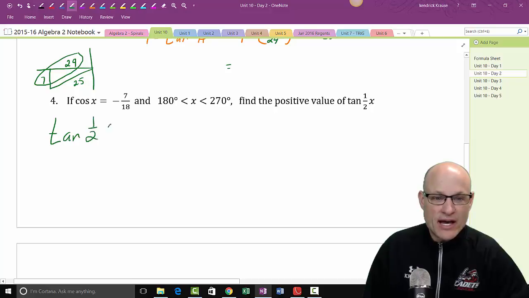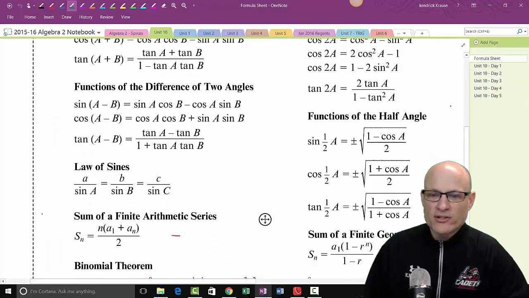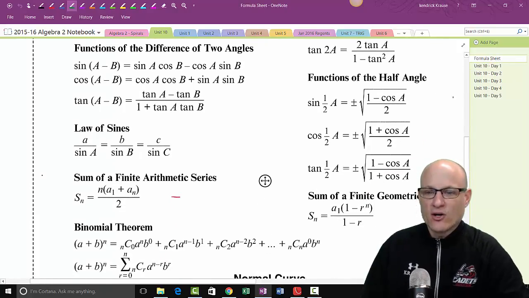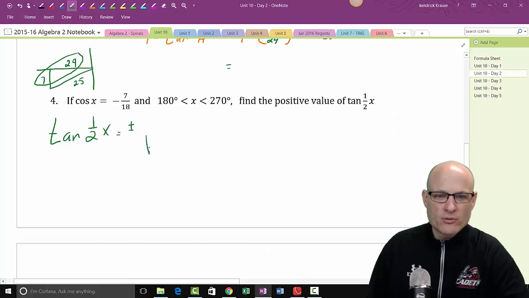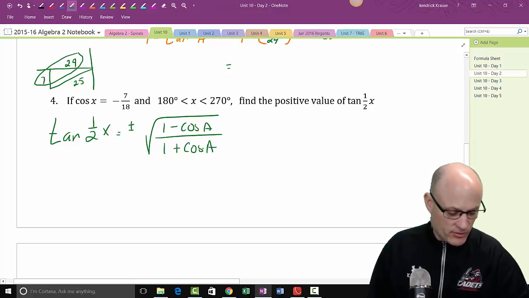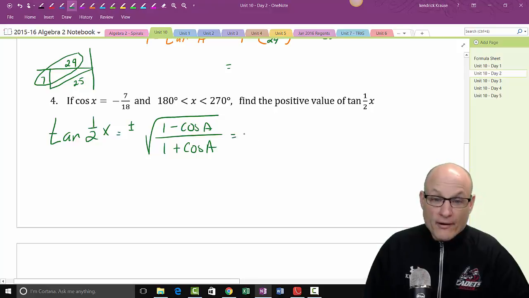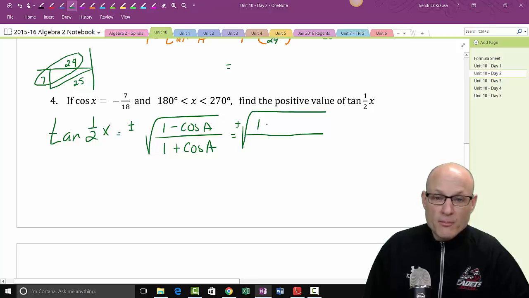Tangent of 1/2 x is equal to, let's go to the formula sheet. The formula sheet says it's plus or minus the square root of 1 minus cosine A all over 1 plus cosine A. So plus or minus the square root of 1 minus parentheses, use parentheses so you don't make mistakes, over 1 plus parentheses 7 over 18.